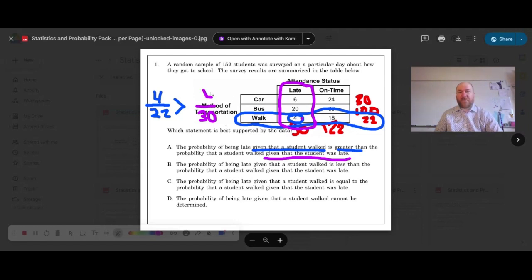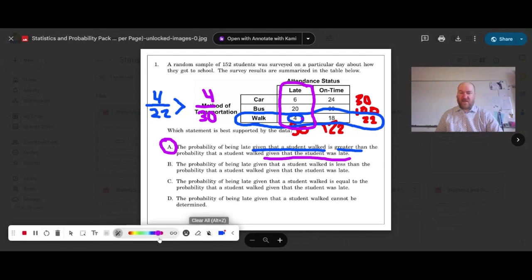4 out of 30. Well, this question wanted to know, is this true? Is this greater than this? 4/22 is greater than 4/30. That is true. The answer to this is choice A. 4/22: if I split something into 22 and give you 4 piles, that's going to be bigger piles, or more than if I split something into 30 piles and only give you 4 piles. Right? So the answer to this one is choice 1.